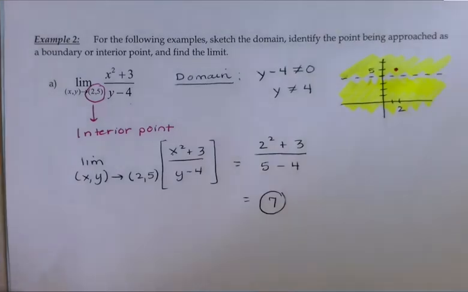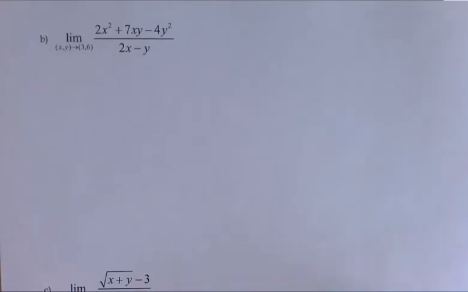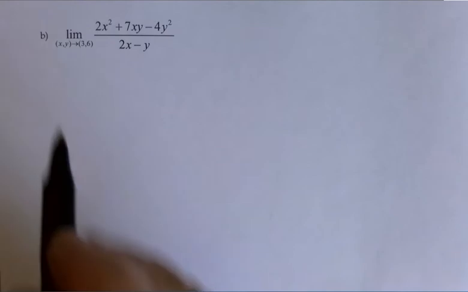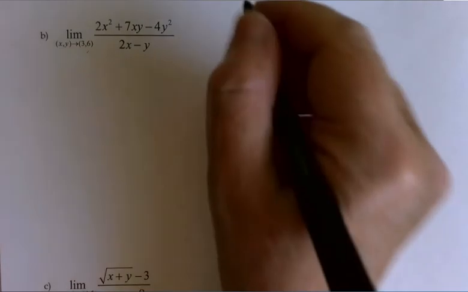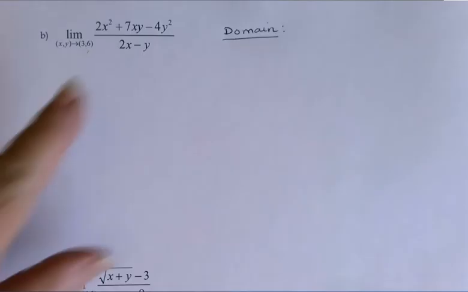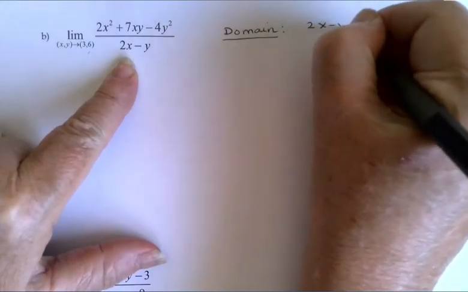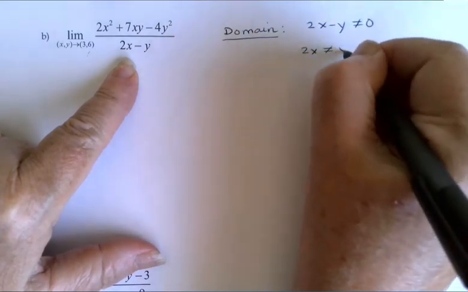All right, let's try a couple more. In part B, we have the function 2x squared plus 7xy minus 4y squared over 2x minus y, and we want the limit as the point xy approaches the point 3, 6. I'll start with the domain. Again, my denominator, 2x minus y, cannot be 0. So y is not equal to 2x.